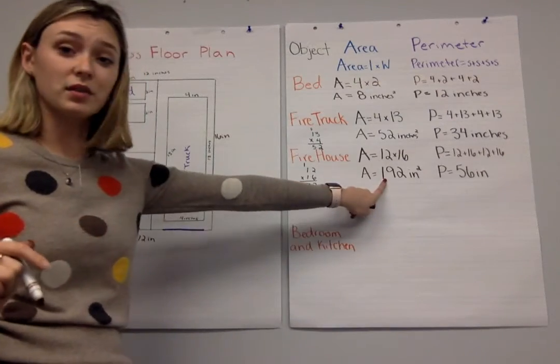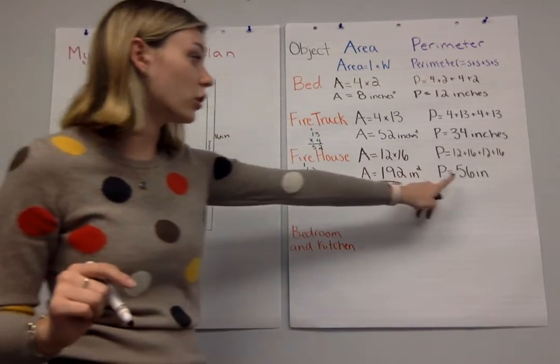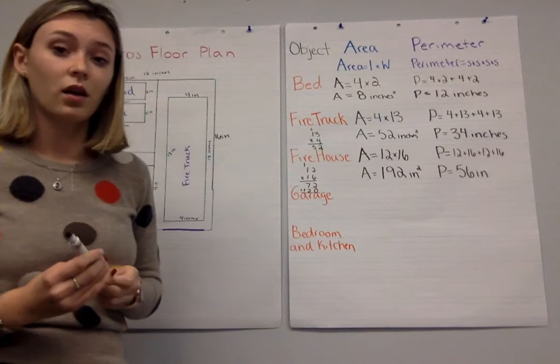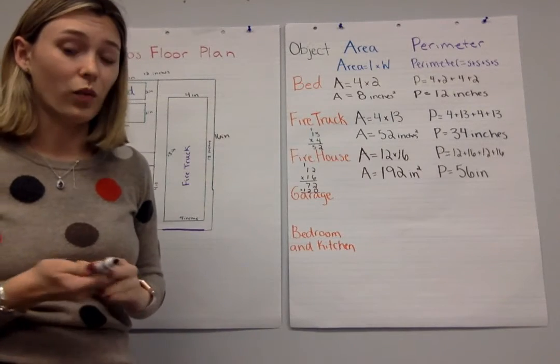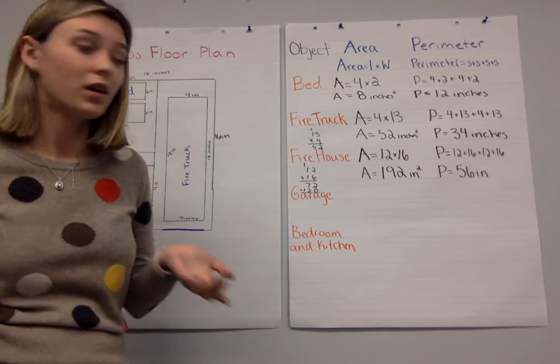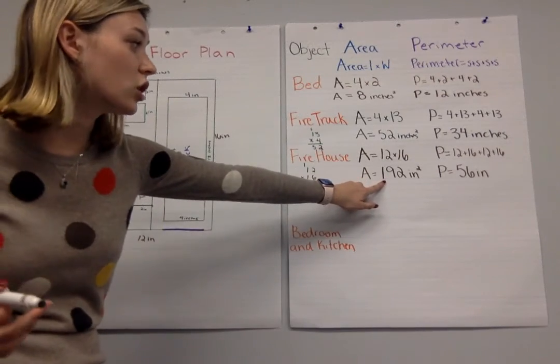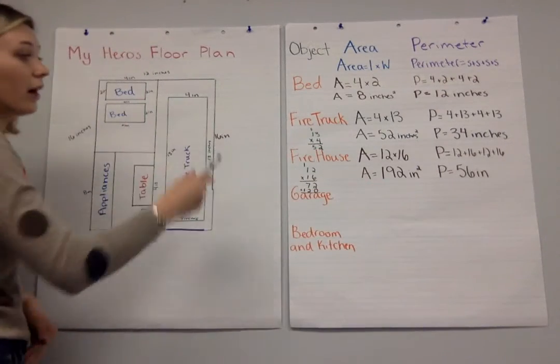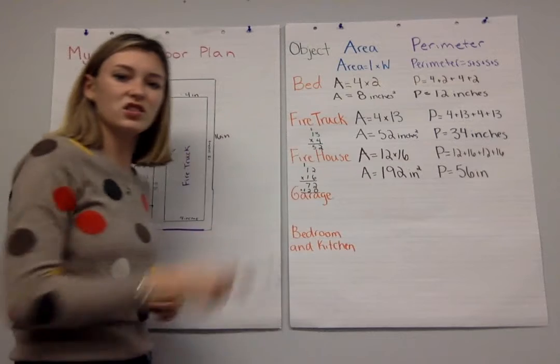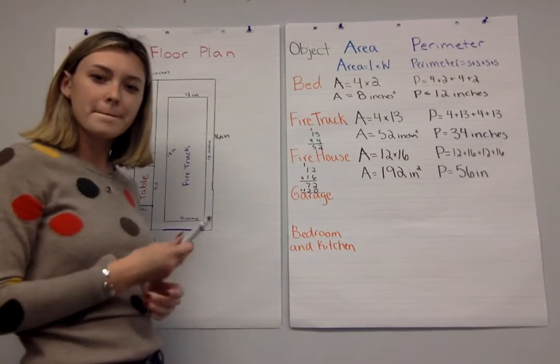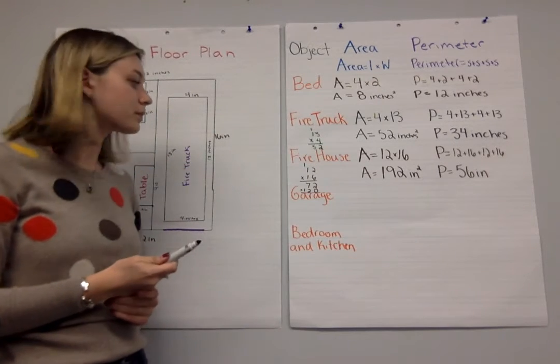Wait a minute. Look at these numbers. 192 and 56. That is a lot different. Why do you guys think that this is different? Why do you think 192 inches is the area, but there's only 56 inches for the perimeter? What do you think?